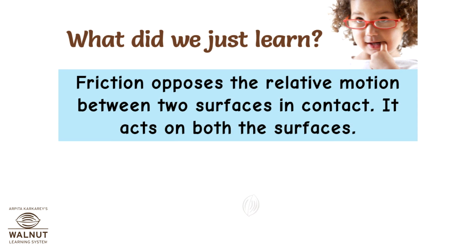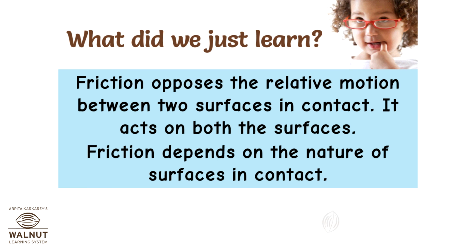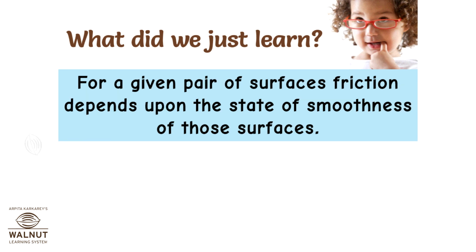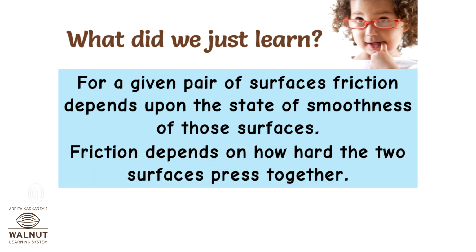Friction opposes the relative motion between two surfaces in contact. It acts on both the surfaces. Friction depends on the nature of surfaces in contact. For a given pair of surfaces, friction depends upon the state of smoothness of those surfaces. Friction depends on how hard the two surfaces press together.